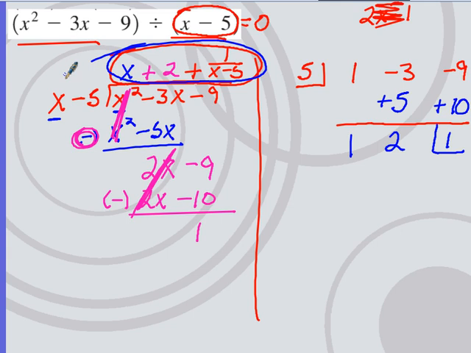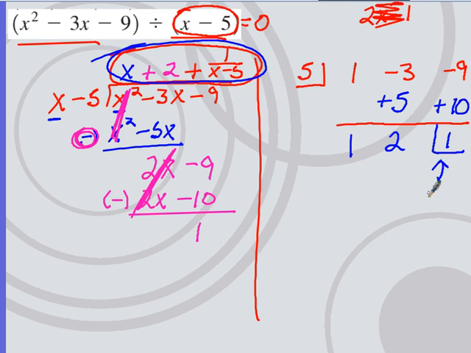Look at the answer that you got a while ago: 1x plus 2 with a remainder of 1. A little faster, right? Yes. That's it. That's what I was about to say.